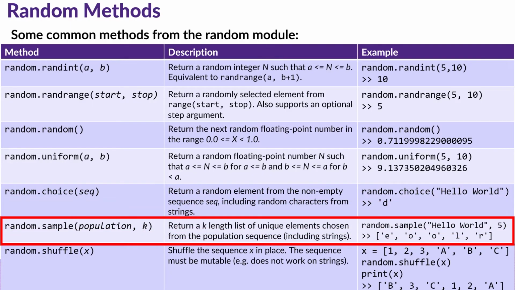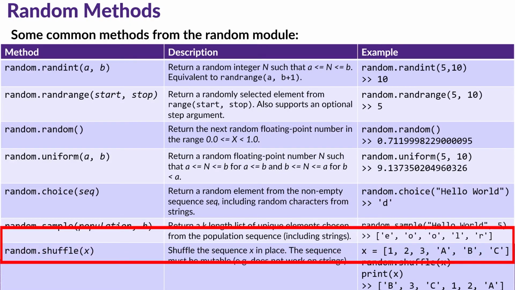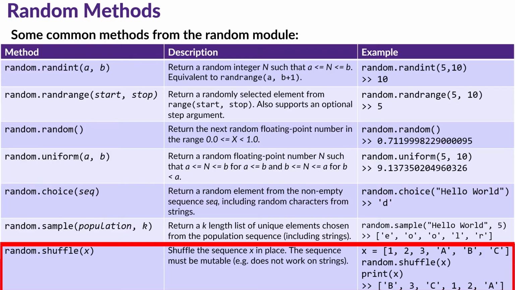The sample function is similar, except it returns a list of k elements. So we give it some sequence, for example, a string like hello world, and we give it a value k, which is how many elements to return at random from that sequence. Just make sure to note here that sample doesn't return a string. If we give it a string, it returns a list of characters. So we give it hello world and say return 5 characters. We don't get a new string. Instead, we get a list with each one of those characters being its own element. We'll talk more about lists and collections a little bit later in the course, so we'll probably come back to this one.